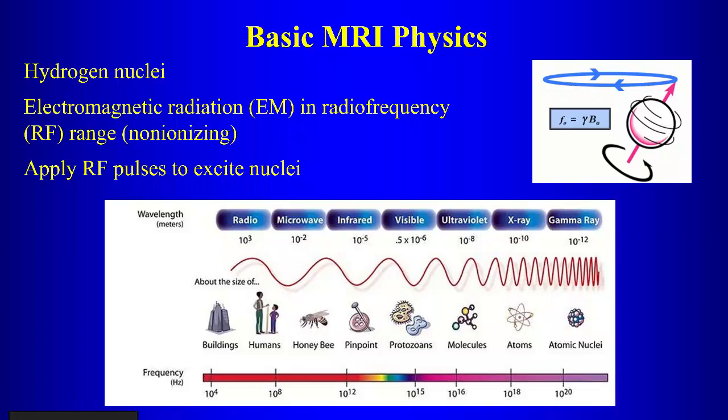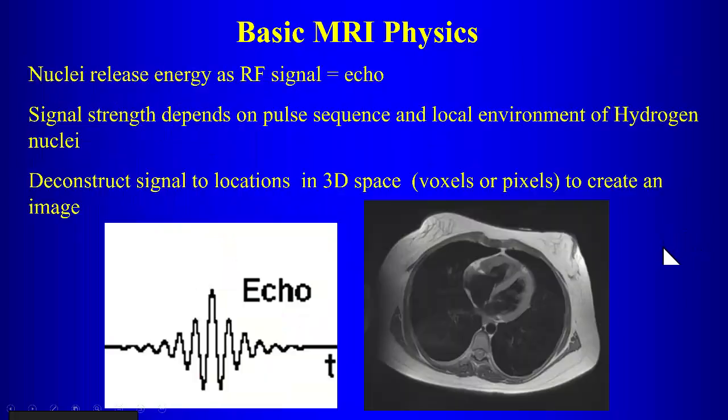So the idea is that we're going to apply radio frequency pulses to excite these hydrogen nuclei, and then we're going to get signal from these hydrogen nuclei, and the environment that the nuclei are in determines the amount of signal that we get, and we transform that into image data. So these nuclei, once they are excited by the radio frequency pulse, will emit energy as a radio frequency signal, and we call that an echo.